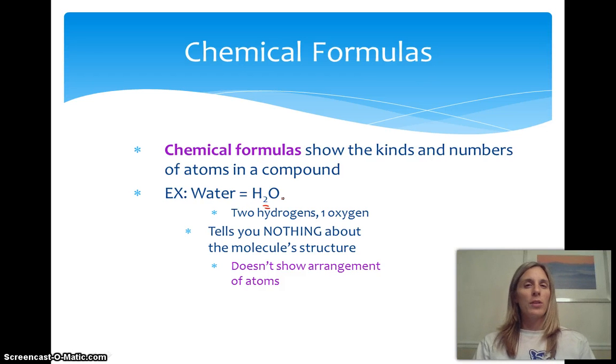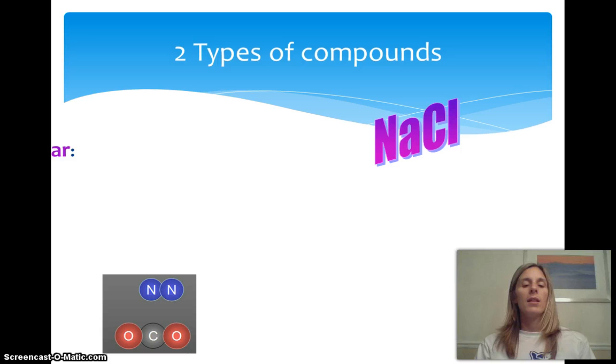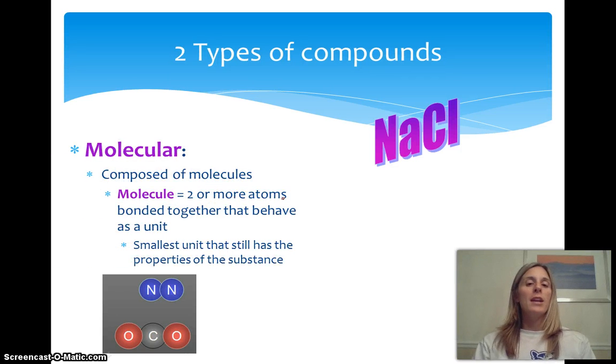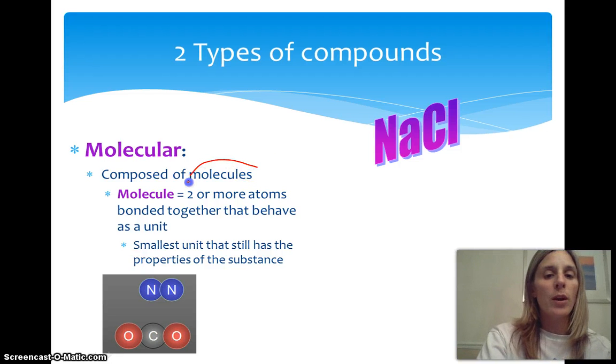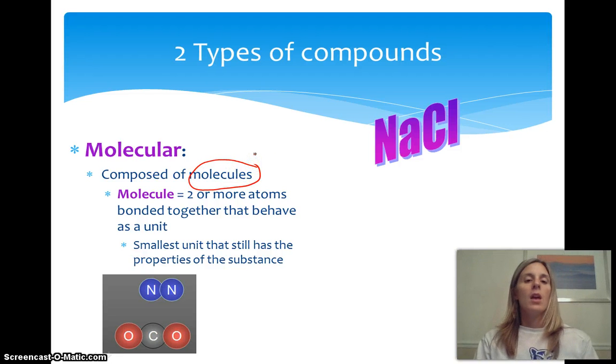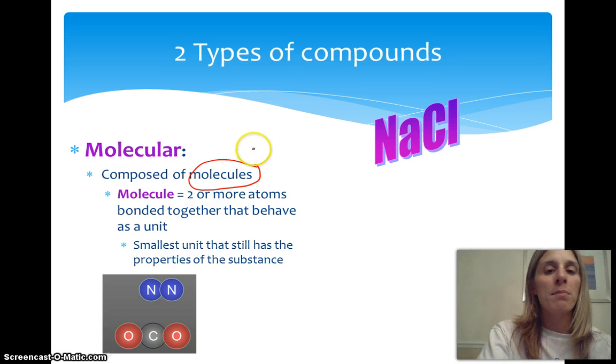Now, how do I work with knowing whether my formula is for an ionic compound or for a molecular compound? For you to be a molecular compound, what you're going to be made of is something called a molecule. So you're going to want to write this in your chart. A molecule is two or more atoms bonded together that behave as a unit. It's the smallest unit that still has the same properties. But the most important thing about your molecules is they're going to be nonmetals.